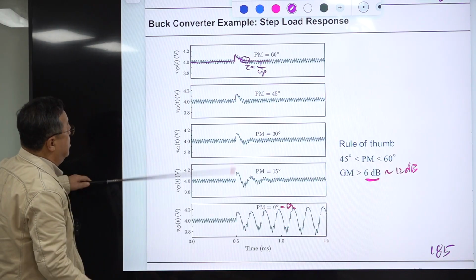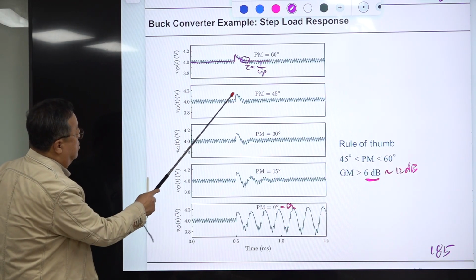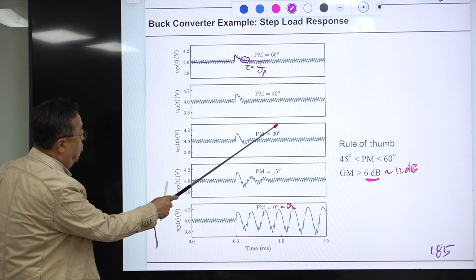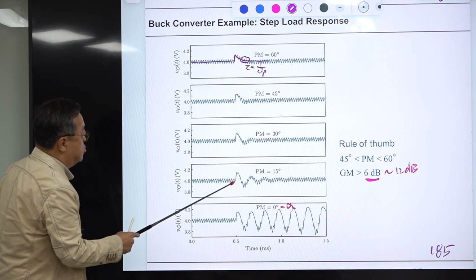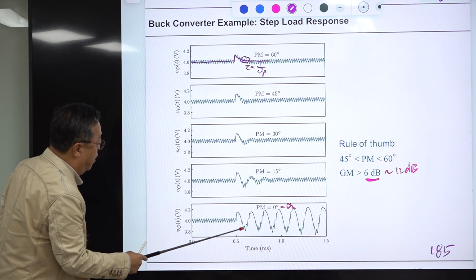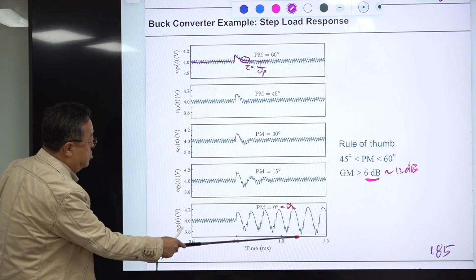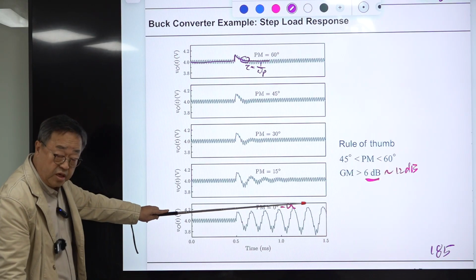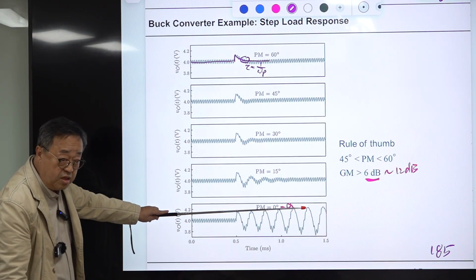And if you decrease the phase margin to this one, it shows some tint of oscillation. If you further reduce this, then it shows growing oscillation, and eventually this is unstable. So the phase margin is smaller than 0 degrees, maybe a negative phase margin. Okay.